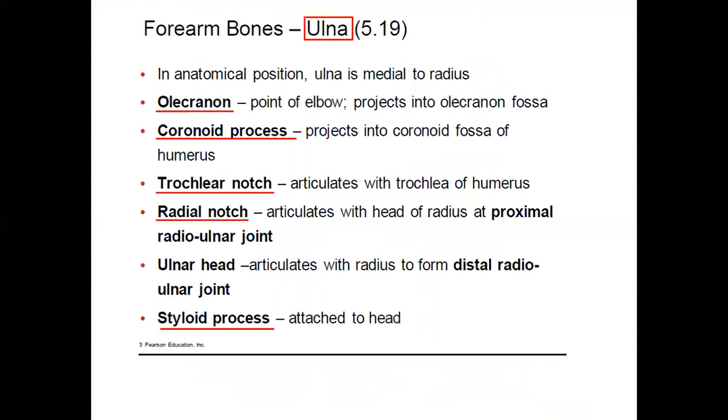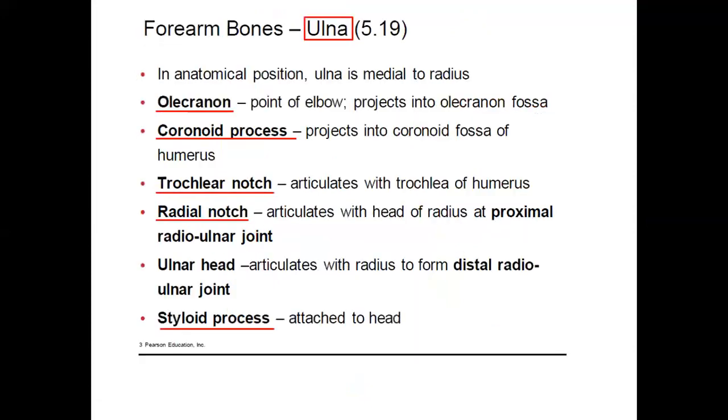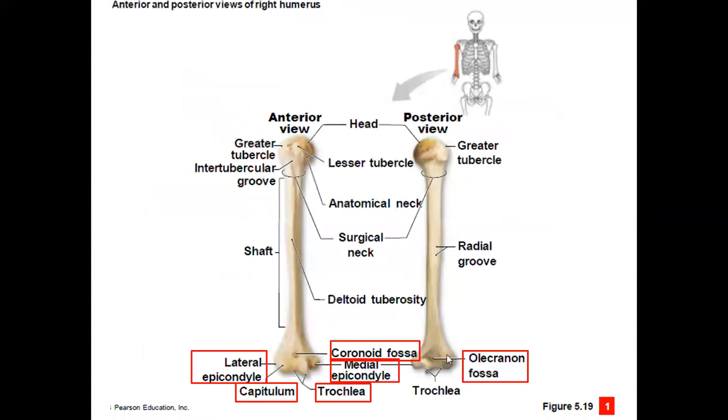So the trochlear notch on the ulna is what articulates with the trochlea on the humerus. So this C, this notch here, is the trochlear notch. So the trochlea on the humerus would fit right here. The capitulum on the humerus would articulate with the head of the radius here. So those two condyles basically create the other side of the joint. And this olecranon process has to fit inside this olecranon fossa.